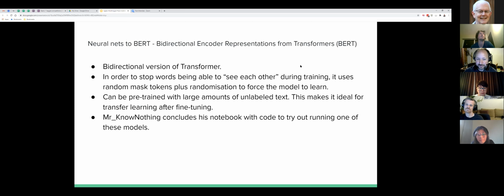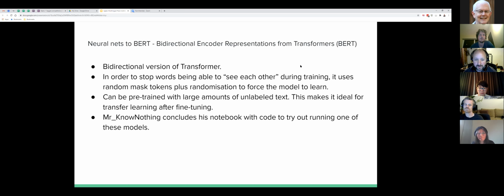What it does though, it uses random mask tokens, which is something I mentioned a little while ago, and also a bit of randomization. It randomly puts these masks in the training data, and it forces the model to learn those words that it potentially could have seen. So there's no sort of leakage there. And as I mentioned at the very beginning of the presentation, these BERT models can be pre-trained with large amounts of unlabeled text, which makes it really ideal for transfer learning, maybe after some fine-tuning, maybe not, depending on what you want to do.